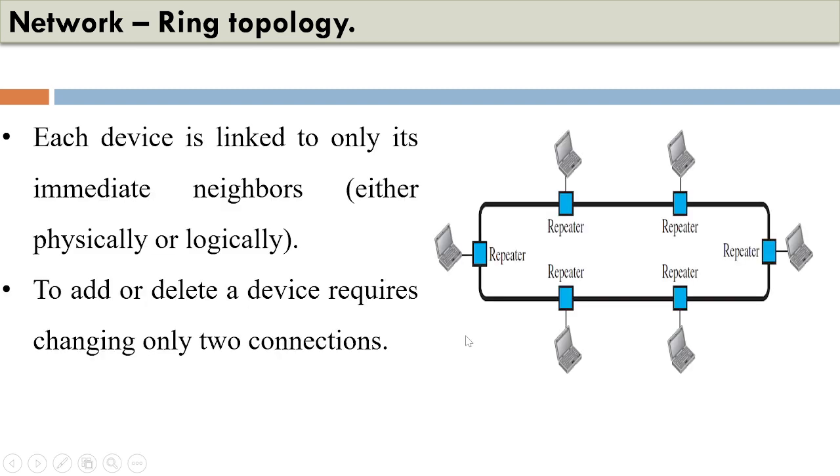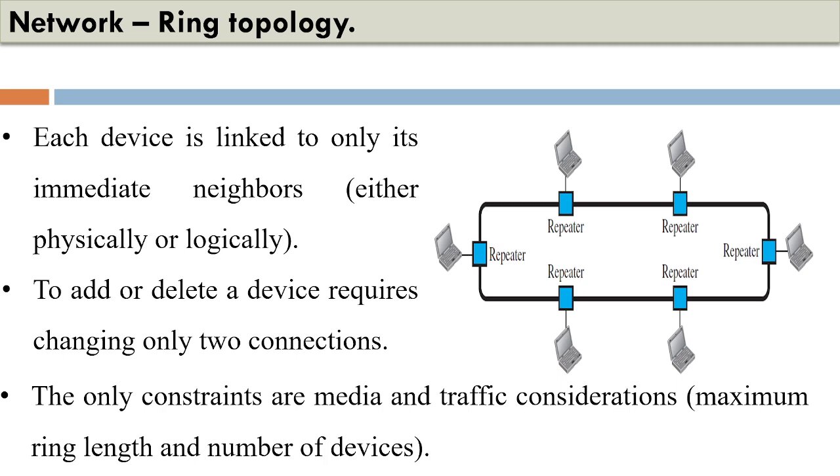Now, each device is linked only to its immediate neighbor, either physically or logically, and to delete or add devices requires only 2 connections to be changed. But the only constraints are the media and the traffic considerations, the maximum ring length and the number of devices that can be connected. We just can't keep on increasing the nodes. It increases the physical wire length. It also creates traffic considerations, and it also creates delay while reaching the far distant recipients.